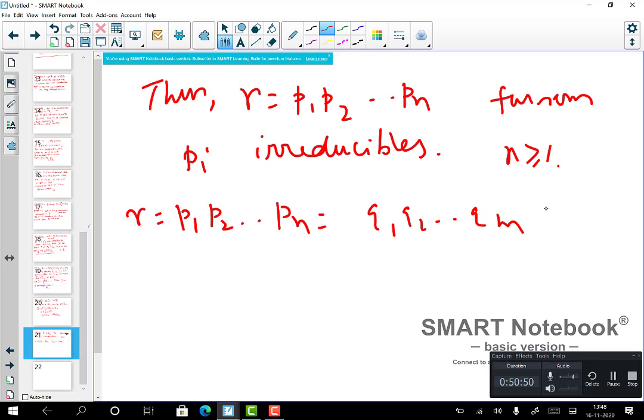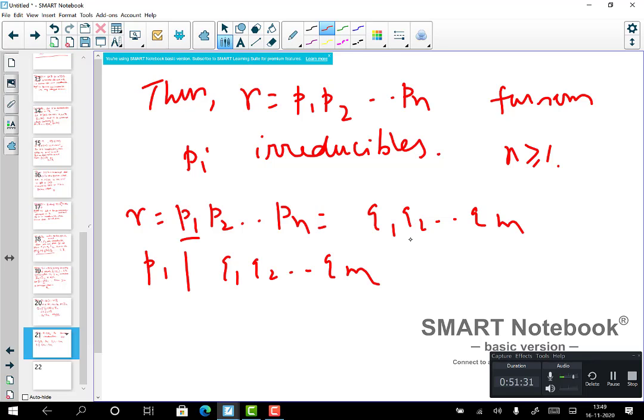Okay, then what happened? Then you can use the division algorithm part. So you see p1 divides this whole thing, so p1 divides q1 q2 up to qm, and once p1 divides this product of irreducible elements, then what happens? Then p1 has to divide, like there will be one element which will be an associate of p1, right? This is the property of unique factorization domain, right? So p1 has to divide one of those qi's.